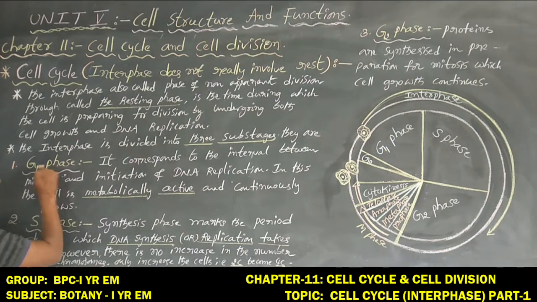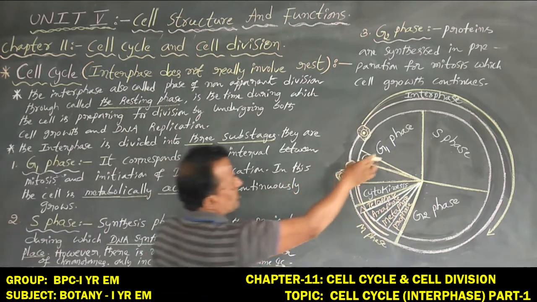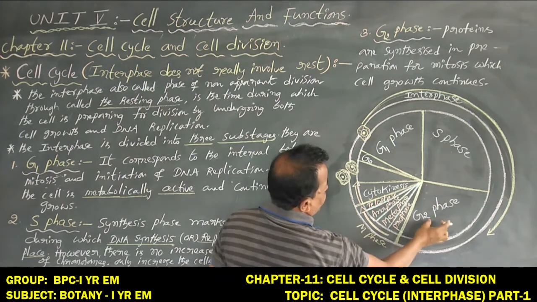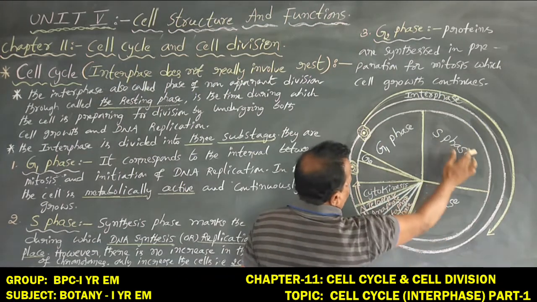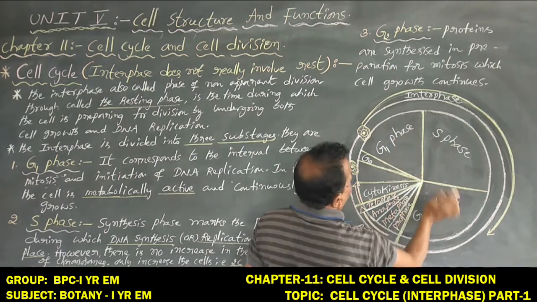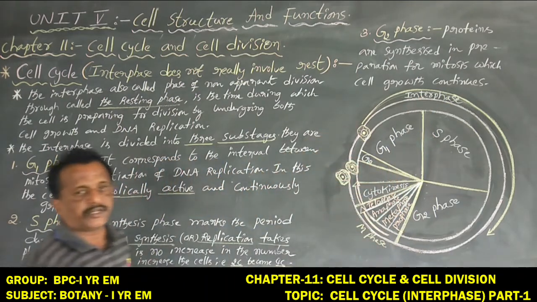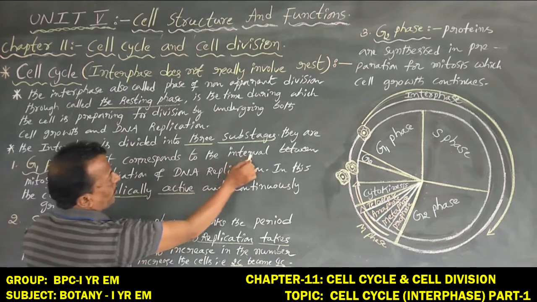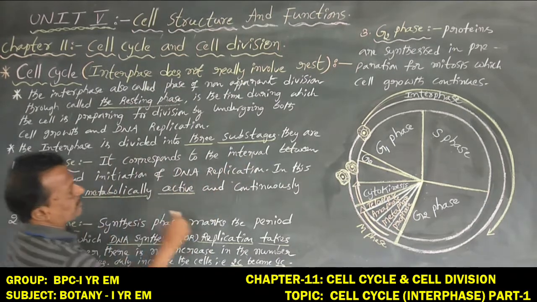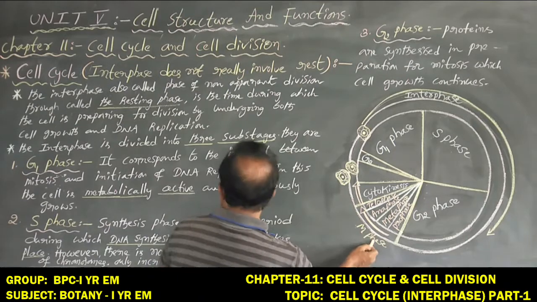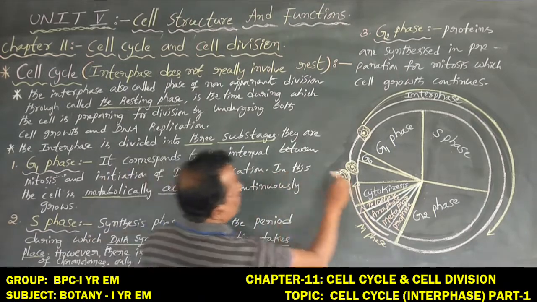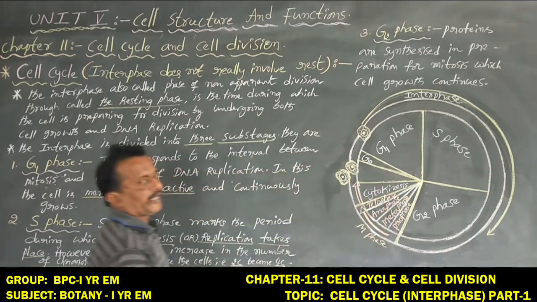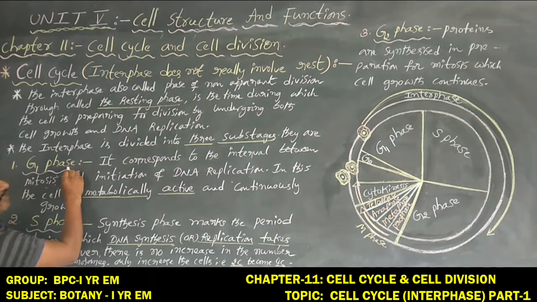The first one is the G1 phase. So, dear students, this is the G1 phase, this is the S phase, and this is the G2 phase, all occurring in the interphase. The G1 phase corresponds to the interval between mitosis, the M phase, and the initiation of DNA replication.